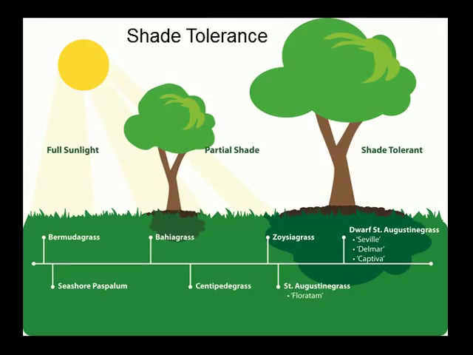Generally, any cultivar of zoysia grass performs well in partial shade. Bahiagrass is not recommended for use in shaded conditions, but centipede grass tolerates some partial shade. Seashore paspalum and Bermuda grass do not do well in shaded situations.